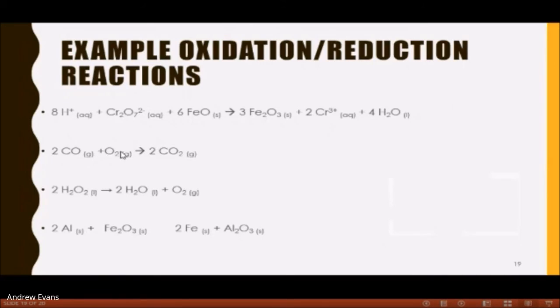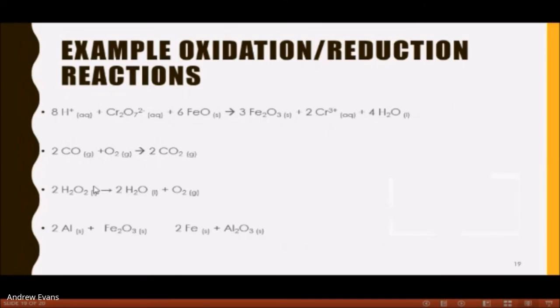This is an example of a combustion reaction or a combination reaction, whichever one you want to call it. But this one's obviously redox because you have pure oxygen mixing with carbon monoxide. In this case, oxygen is going from 0 to 2 minus. And carbon is going from 2 plus to 4 plus.